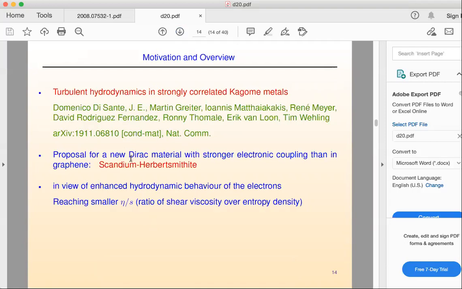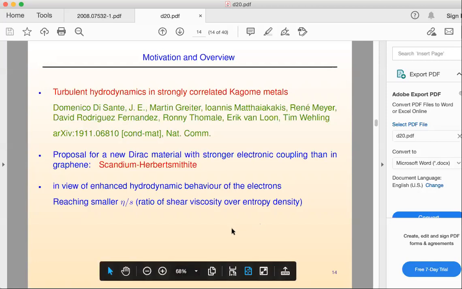And together with my colleagues from condensed matter, the material which we looked at was the so-called Scandium-Herbertsmithite. So let me tell you a little more about what this material is. I should say right away, this material doesn't exist yet. But we are suggesting that maybe it would be worth trying to synthesize it.